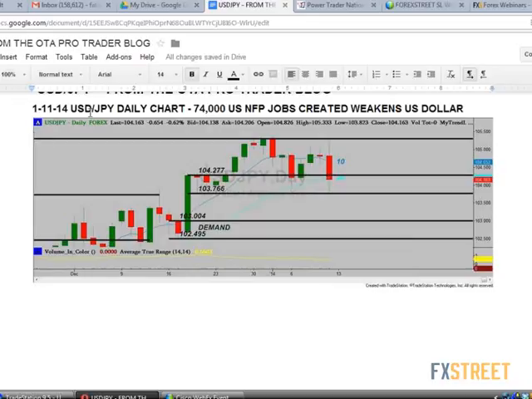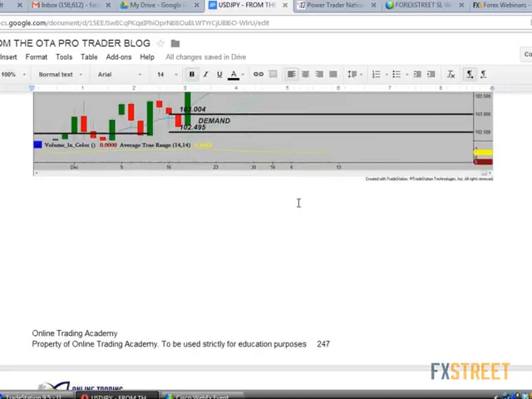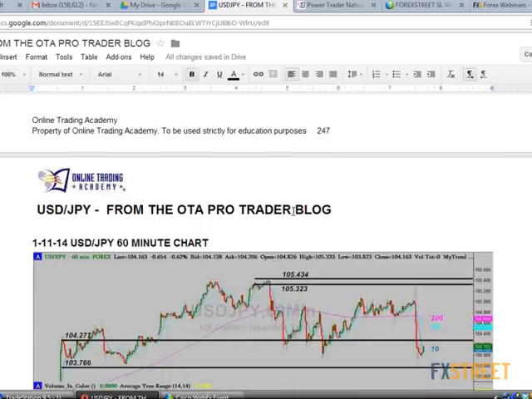So on 1/11/14, 74,000 non-farm payroll jobs were created in the U.S., and this was a perfect excuse for the institutions to rally the price of the dollar yen up into that supply level near the prior highs of the year and back down on the same day into the demand level. But now we've penetrated 100% of that demand level, and that means that prices are likely to fall from that area.